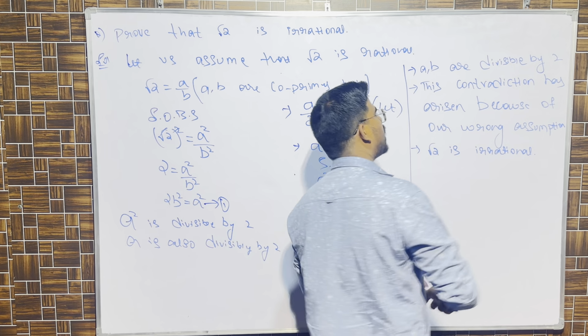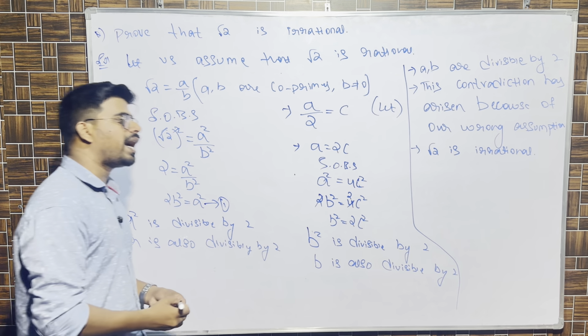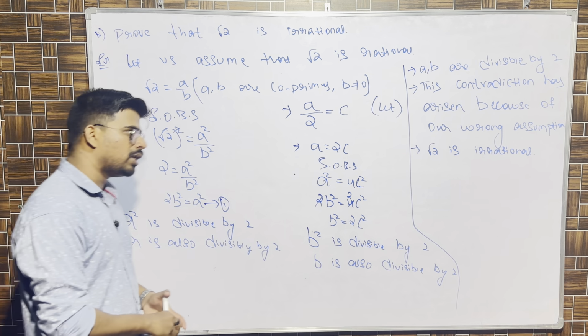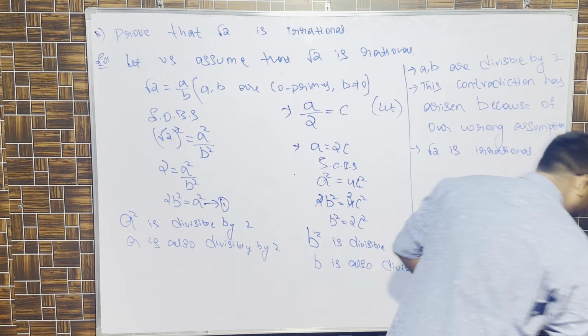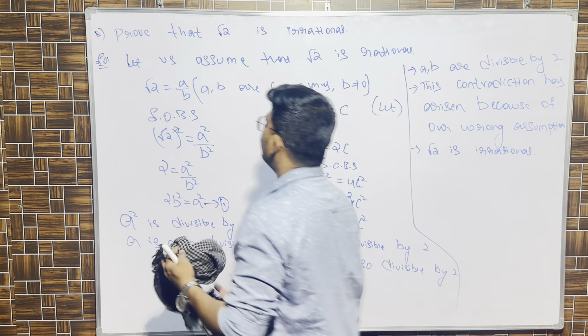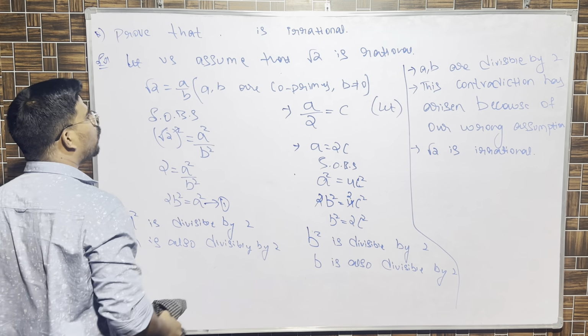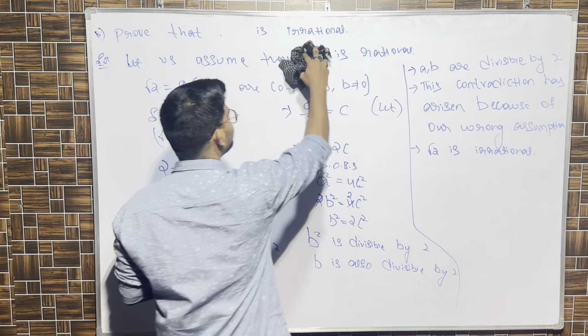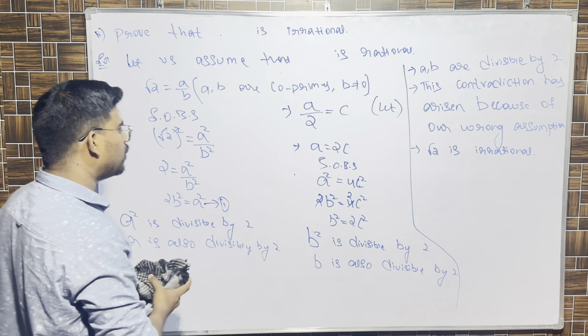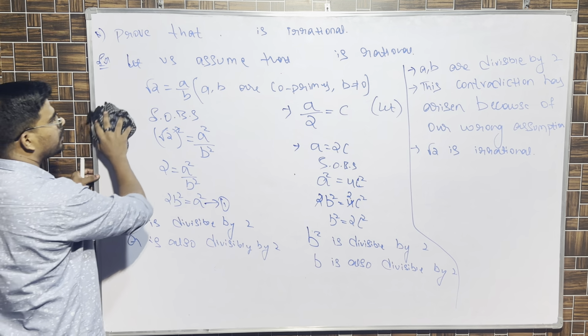Statements: a comma b are divisible by 2. This contradiction has arisen because of our wrong assumption. Therefore, root 2 is irrational. That's what we do. Next question. Similar question, we have to prove that root 5 is irrational. Instead of root 2, we just have to write root 5.